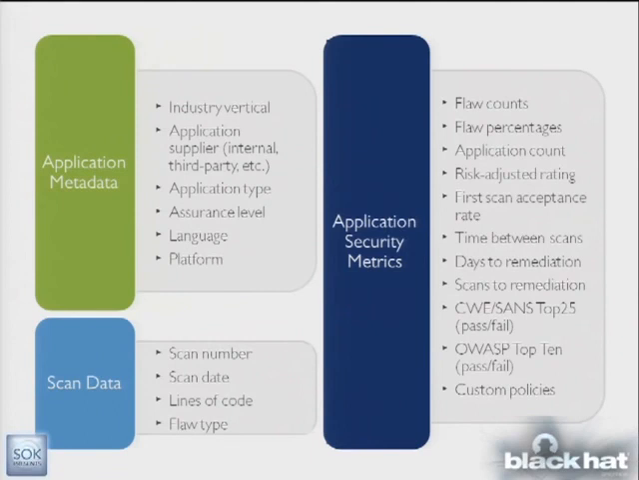And then of course we have scan data. That's the data that we generate when we scan it. So it's when was it scanned, what was the date, how many times it's been scanned, and what are the findings. And then we have metrics, which is really what I'm going to talk about, which is counts, percentages, time between scans, days to remediation, and then does it comply with some industry standards out there like OWASP Top 10 or the SANS CWE 25. If you put a policy on it and said, the app has to have no OWASP Top 10 vulnerabilities in it, did the app comply or not?